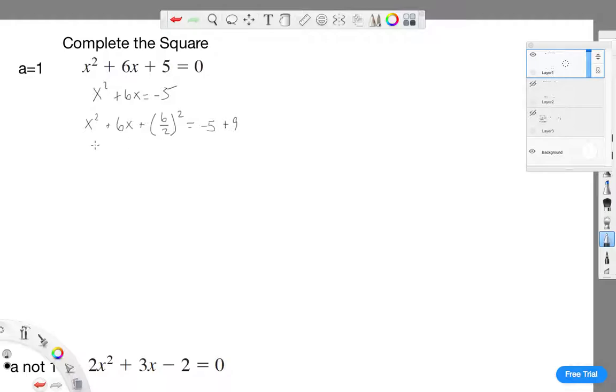All right? And so what we have here is, let's call this 9, x squared plus 6x plus 9. This is easily factored into a perfect square, x plus 3 squared, and then that's equal to negative 5 plus 9, or 4. Right? And so what we can do here is take the square root of both sides.